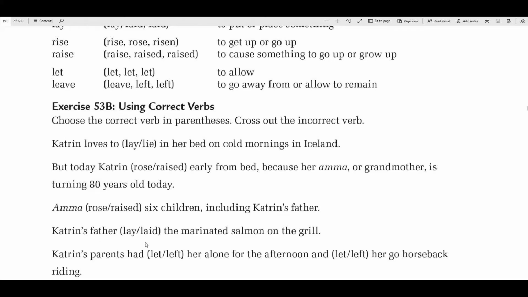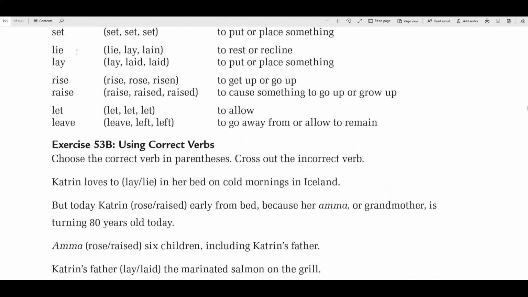Katrin's father blank the marinated salmon on the grill. Okay, this is an object. Laid.